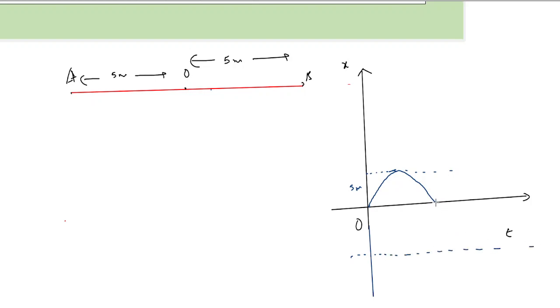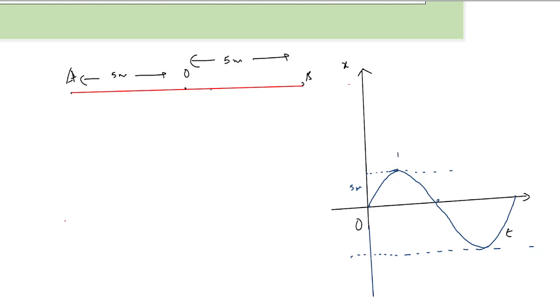It will go like this. It's crossing point O and going towards point A. Again 5 meter in the reverse direction. It will stop. So when the particle stops at point A, it will have maximum displacement in the negative direction, as shown by this graph here. Again, it is going towards point O, so the displacement is decreasing. So this corresponds to the particle being at point O.